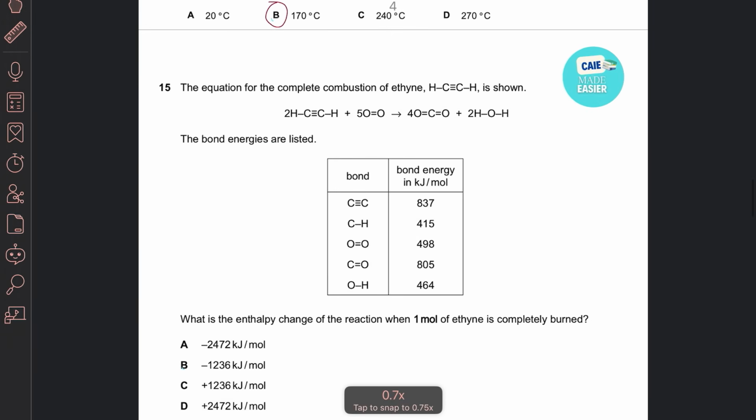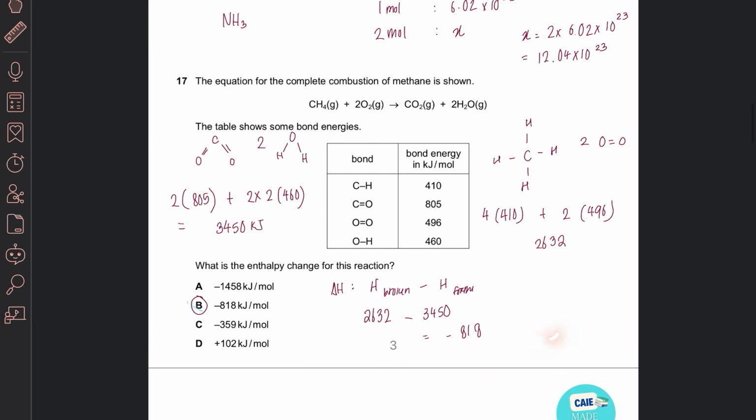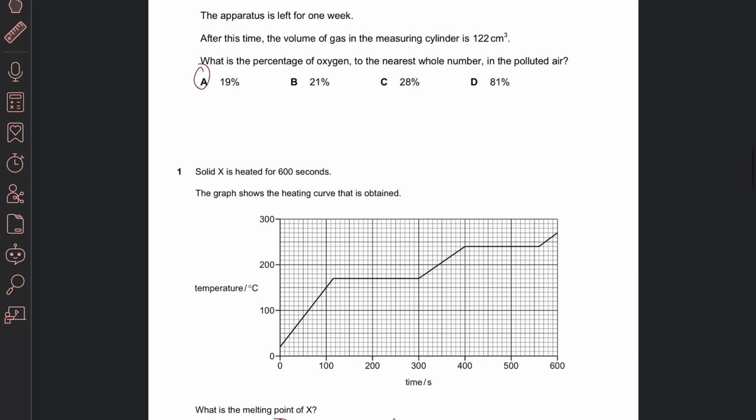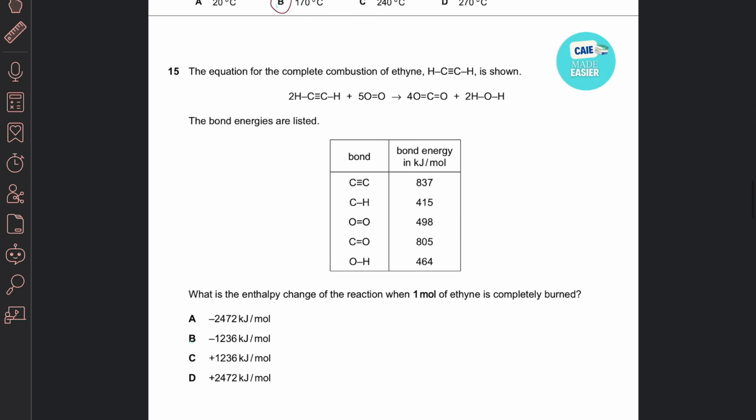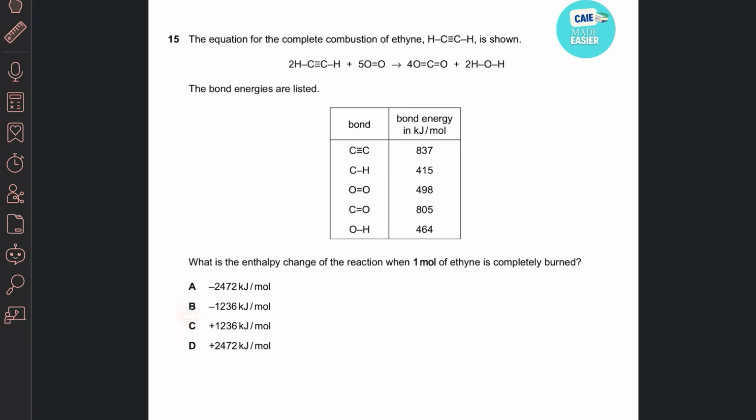Okay, this next question is about the equation for complete combustion of ethyne. The bond energies are listed. You have to find the enthalpy change of reaction when 1 mole of ethyne is completely burned. Okay, notice this one is very similar to the question that we did above. So I want you to practice this on your own and comment down the answer below. And notice this keyword, this is for 1 mole of ethyne and you have 2 moles of ethyne in the equation, okay? So remember that. I'm also going to give you guys the answer. That is going to be option number B.